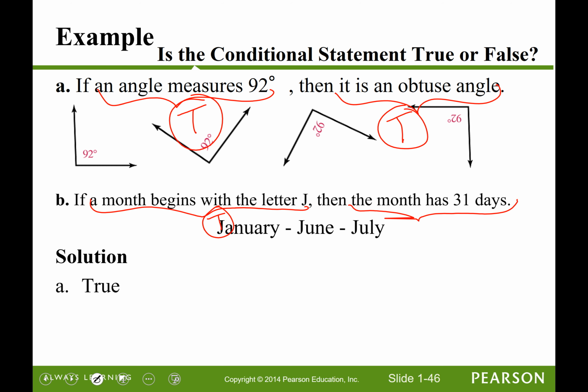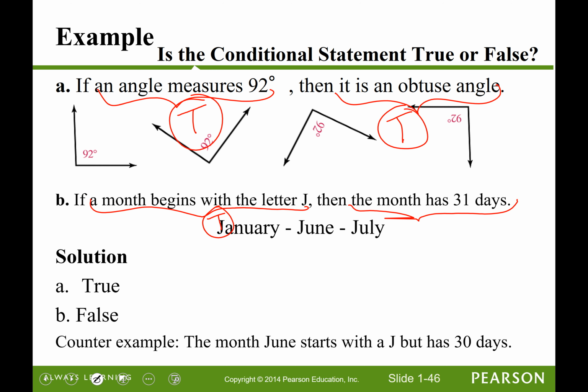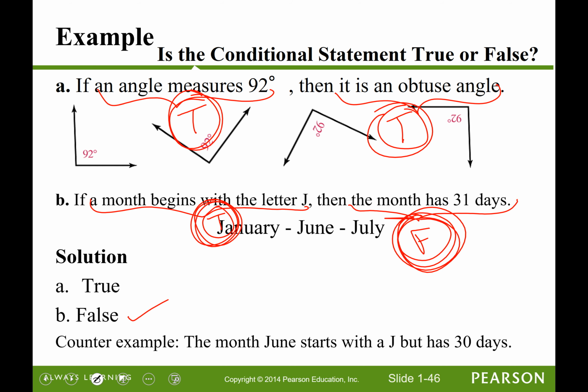Okay, January, June, and July, those are the 3 months that begin with the letter J. And if we count how many days are in each, it turns out that that is false. The month June starts with J, but it only has 30 days in it. So if you have a true hypothesis with a false conclusion, then your conditional statement is false. Okay? You need it to be true, true to have a true result.